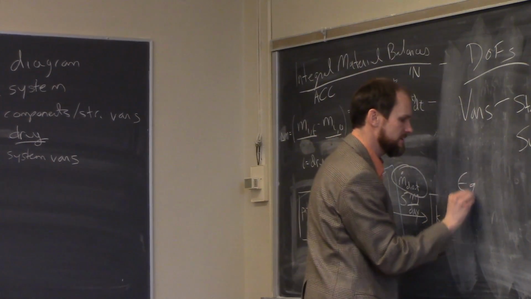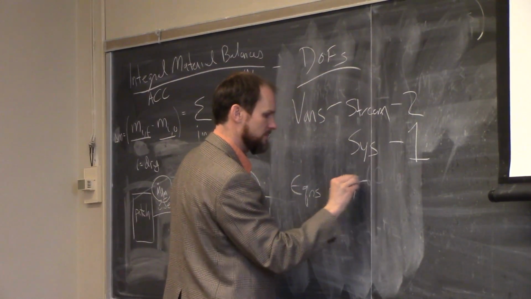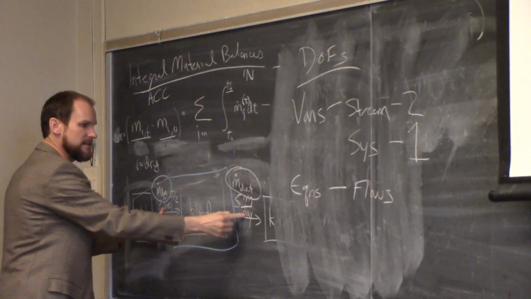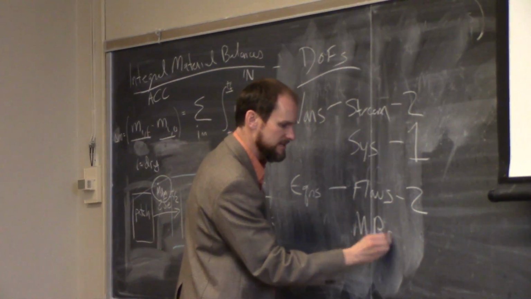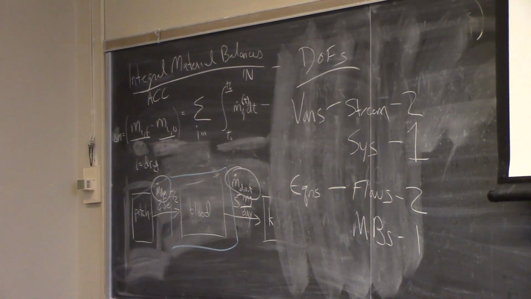All right, equations. What do we got? Flows. We got 25 e to the minus t over 2 and 5. So I've got 2 flows. Material balances, 1. We've got 3 and 3 and we're good.